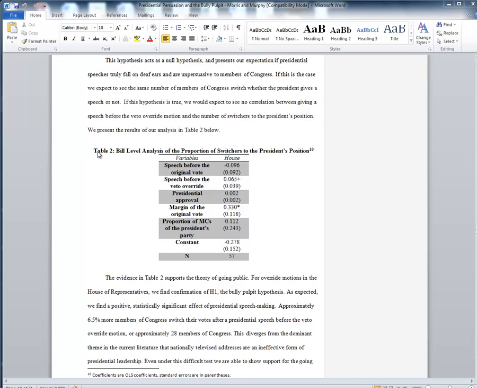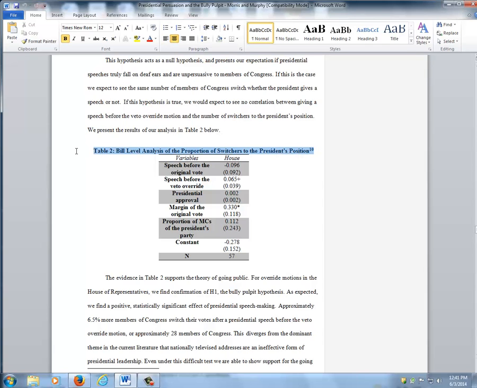So if you look at Table 2 right here, I'm trying to highlight that. There we go. Table 2 right here. We have a couple different things in this column. On the left column here, we have our list of independent variables. What I've highlighted here includes the speech before the original vote, if the president gave a speech before the veto override, what was the president's approval, what was the margin of the original vote, and what proportion of members of Congress were in the president's party. Those are our independent variables. They explain whether a member of Congress switched to the president's position or not. Hopefully everybody's clear on that one so far.